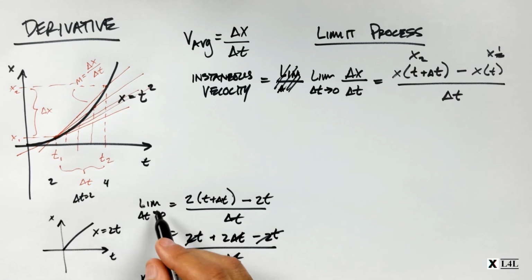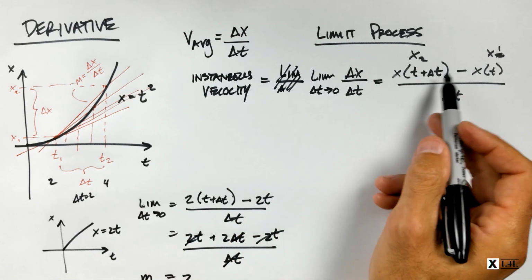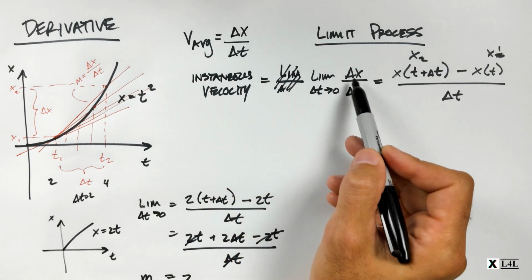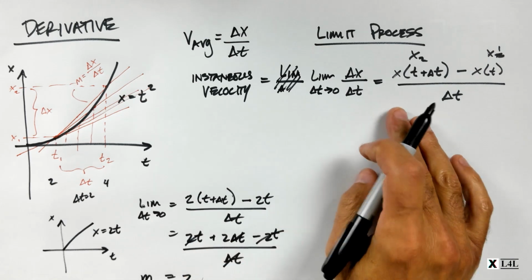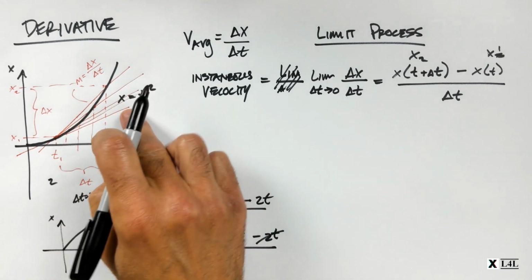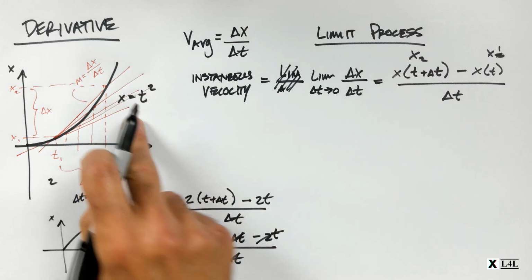That's what we solved for. So the limit of this function, which is really just the change, the rise over the run, gave us a slope of 2, and it's 2 throughout the entire range of time. So that's true there. Well, what if we apply it to this function here, x equals t squared? Let's see how that looks.